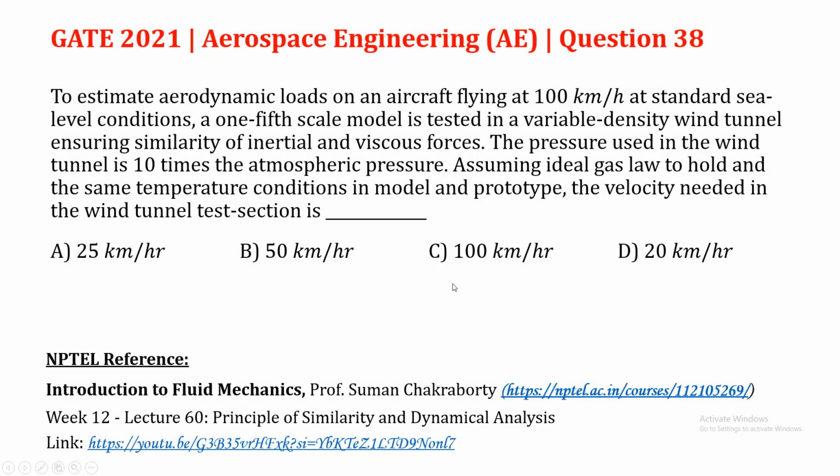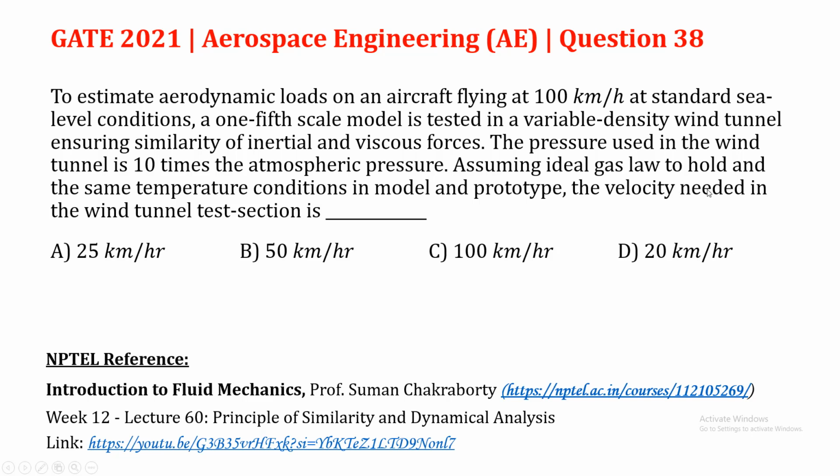Hello everyone, let's solve a problem from GATE 2021 Aerospace Engineering paper, question number 38. The question is to estimate the aerodynamic loads on an aircraft flying at 100 km per hour at standard sea level conditions. A 1/5 scale model is tested in a variable density wind tunnel ensuring similarity of inertial and viscous force. The pressure used in the wind tunnel is 10 times the atmospheric pressure.